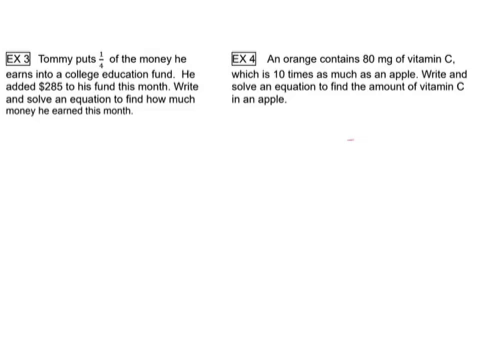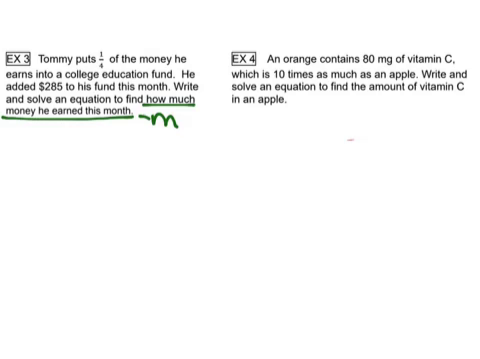So in example 3, Tommy puts 1/4 of the money he earns into a college education fund. He added $285 to his fund this month. Write and solve an equation to find out how much money he earned this month. So maybe we'll have M stand for the money he earned this month.